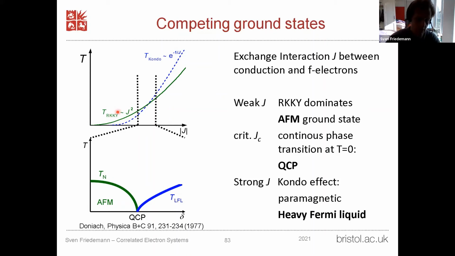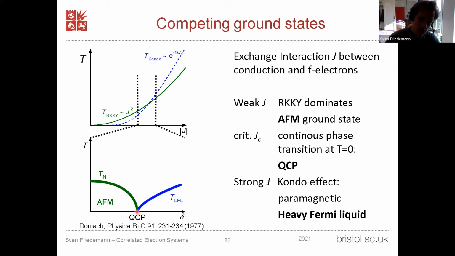Now, RKKY, I made the point, will lead to a magnetic ordered state, and in most materials, indeed, it's found that it leads to an antiferromagnetic state. So that's probably down to the typical distance of local moments in these materials. But as we tune to a larger value of J via some tuning parameter, which could again be pressure, this antiferromagnetic transition temperature will be suppressed because the energy difference compared to the Kondo state is going down. And eventually the Kondo state is going to win.